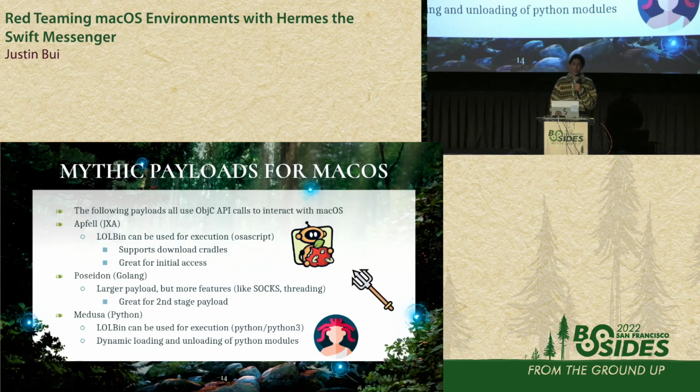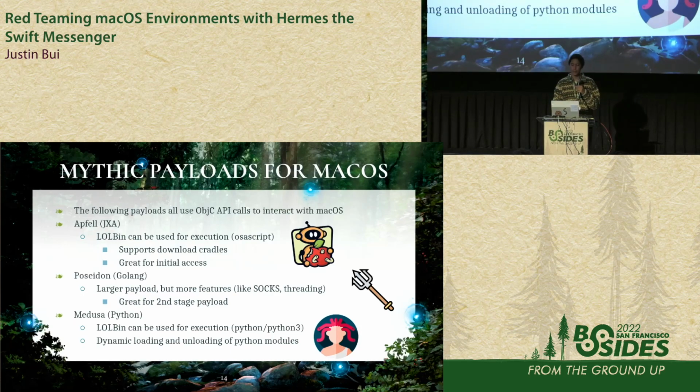The next one I want to talk about is Poseidon. Poseidon is the Golang agent for the Mythic framework. Poseidon is a bit larger in size, but more fully featured. It includes things like SOCKS proxying, as well as multi-threading, so you can proxy in your own tools if you need to. This makes it great for a second stage payload after you've gotten initial access with something like Apfell.